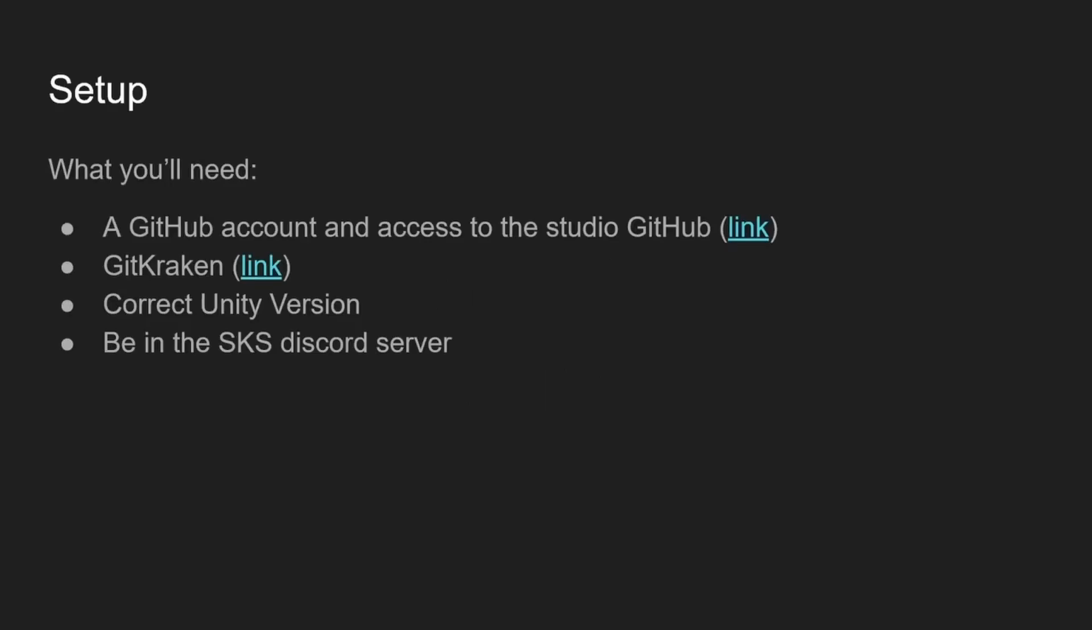You'll need to have a GitHub account as well as access to the Studio's repository. You'll need to have GitKraken downloaded. You'll need to have the correct Unity version already installed. This should be posted in Discord. You'll also need to be in the Discord server.